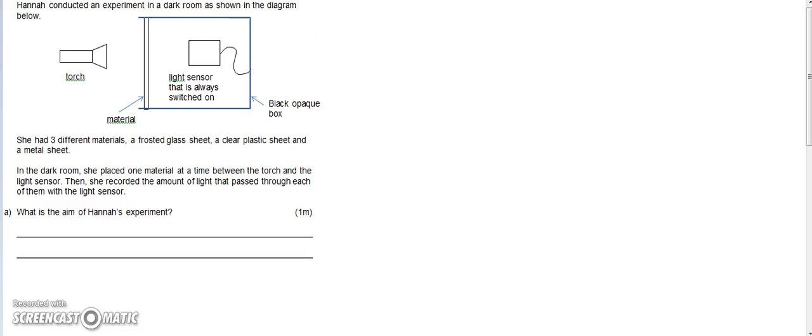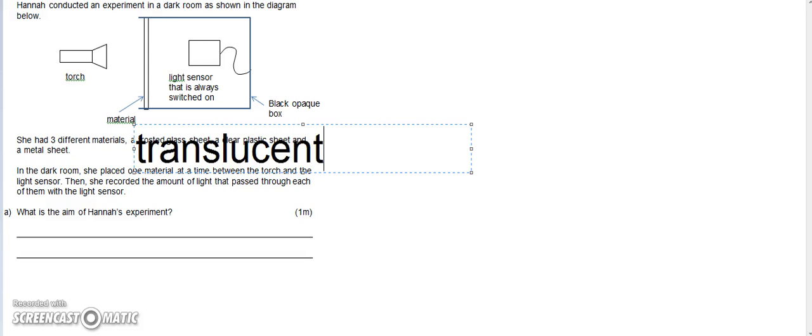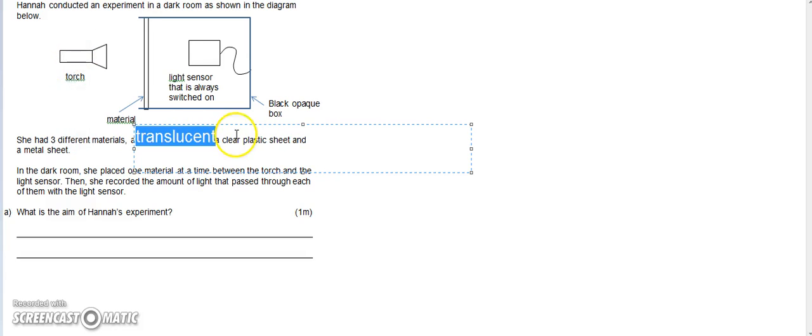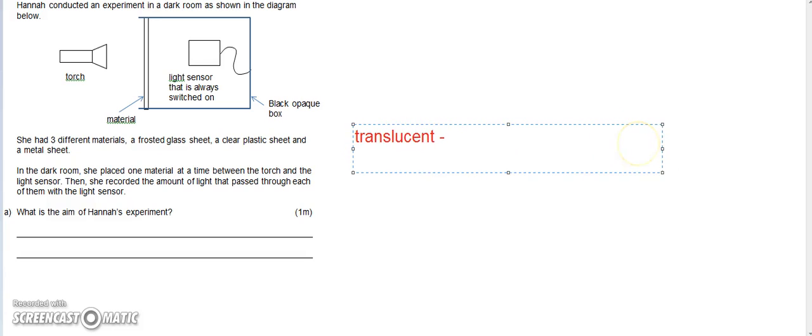Now we know that a frosted glass sheet is translucent, right? What does translucent mean? Anybody knows? Can you remember what translucent means? Translucent would mean that it only allows some light to pass through. Okay? Translucent means allows some light to pass through. So some light. Not all of the light, only some light. Okay? Some will be blocked.